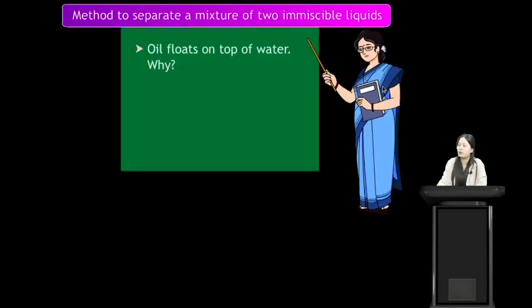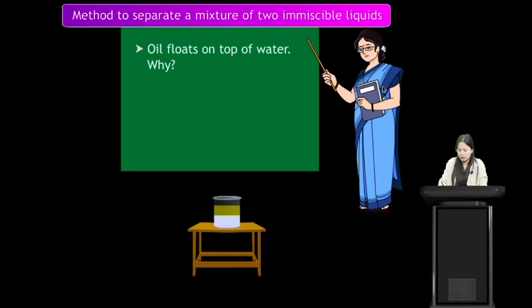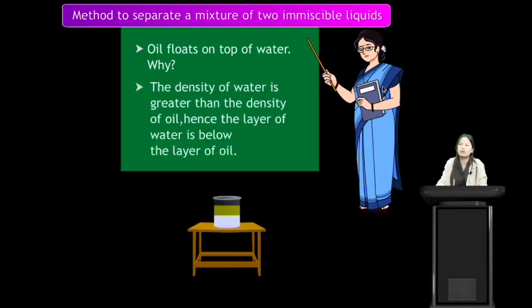Before looking into the method, let us answer this question. Oil floats on top of water. You can try this at home. When you mix water with oil, you will see that the layer of oil is at the top of the water. Why is this so? Let us find out. It is because the density of water is greater than the density of oil. Hence, the layer of water will be at the bottom, and the layer of oil will be at the top.